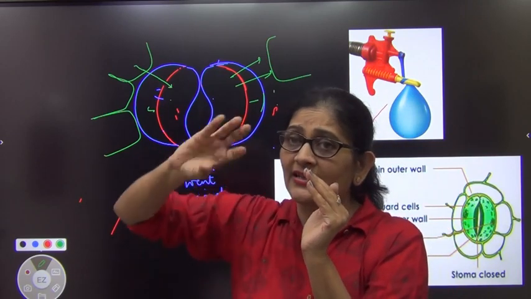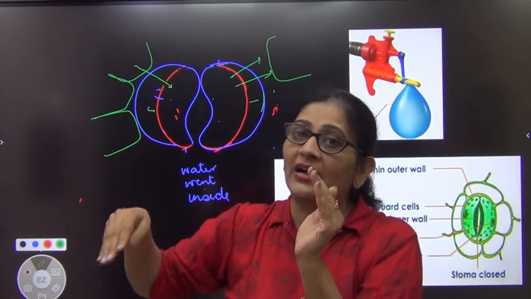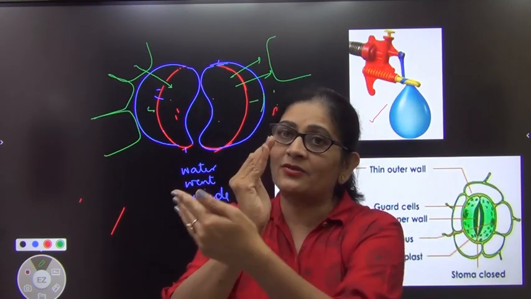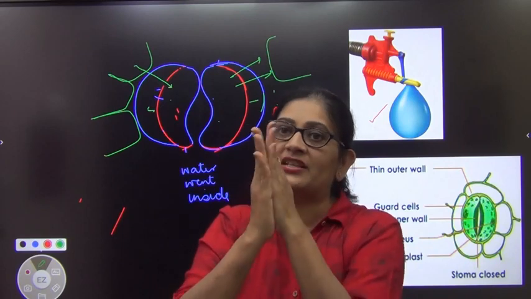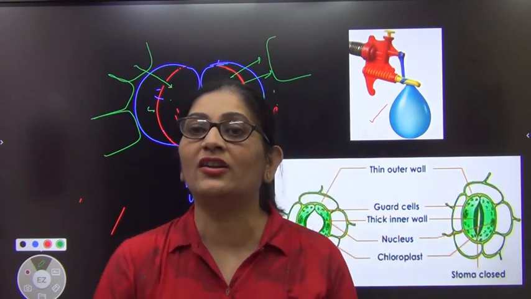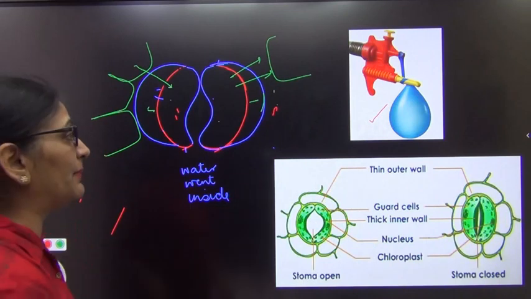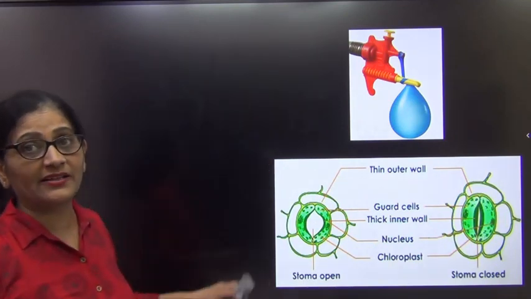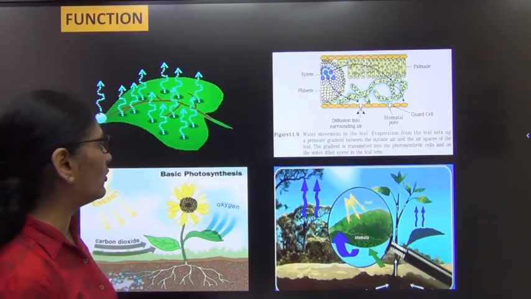Now this is my guard cell. As water moves out of the guard cell, now this wall being elastic, it will suddenly collapse, and as it collapses, the pressure will come here and this will get straight and the stomata will get closed. So this is the aperture through which exchange of carbon dioxide and water takes place, that is stomata, and this is how the stomata opens and closes.